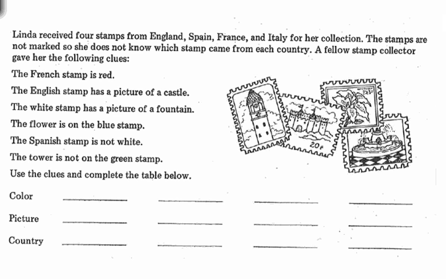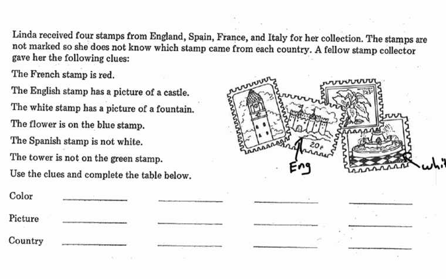For the second one, Linda received 4 stamps from England, Spain, France, and Italy for her collection. The stamps are not marked, so she does not know which stamp came from which country. A fellow stamp collector gave her the following clues. The French stamp is red, the English stamp has a picture of a castle. So already you might be able to say, all right, this could be the English one. And the white stamp has a picture of a fountain. So there's a fountain. So this one's white.